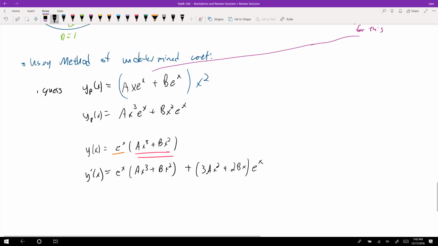So the next step is to apply the product rule again. But what is this? This first term is the exact same thing as what we had above. It's literally the exact same thing. So I just take the product rule on that, which gets me e to the x times (ax cubed plus bx squared) plus (3ax squared plus 2bx) e to the x. So that's the derivative of the first term in y prime. This is y double prime. And now I need to take the product rule of this guy and e to the x.